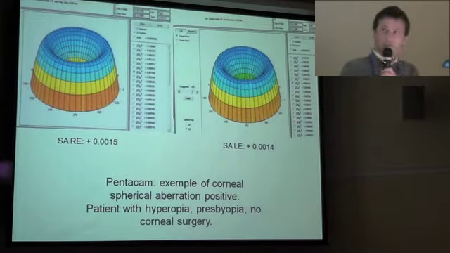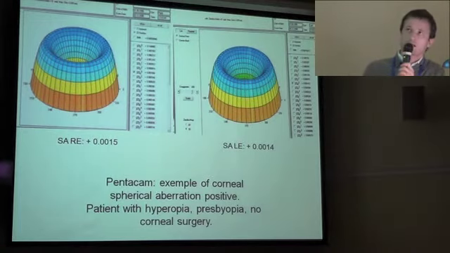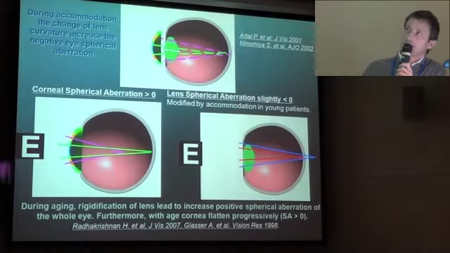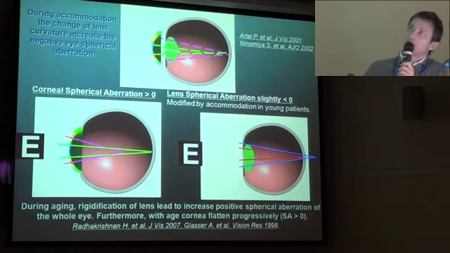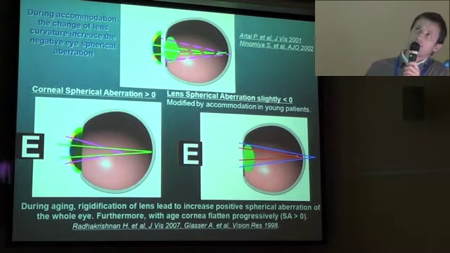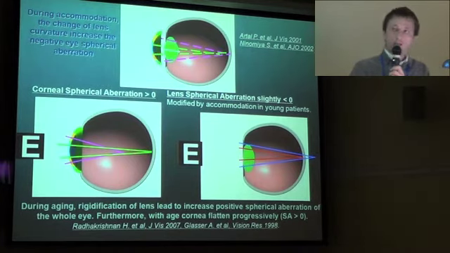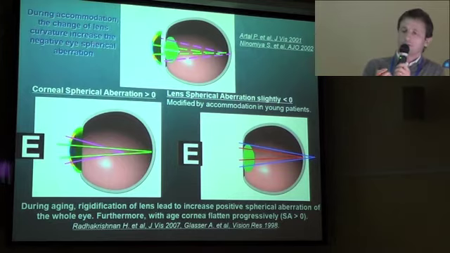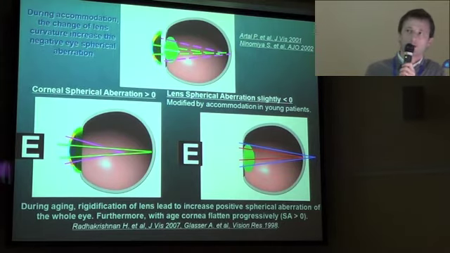So, normal cornea, you have spherical aberration slightly positive. The lens, you have spherical aberration slightly negative, and during accommodation, the change of lens curvature increases the negative spherical aberration. With presbyopia, the rigidification of the lens is linked to increased positive spherical aberration of the lens.